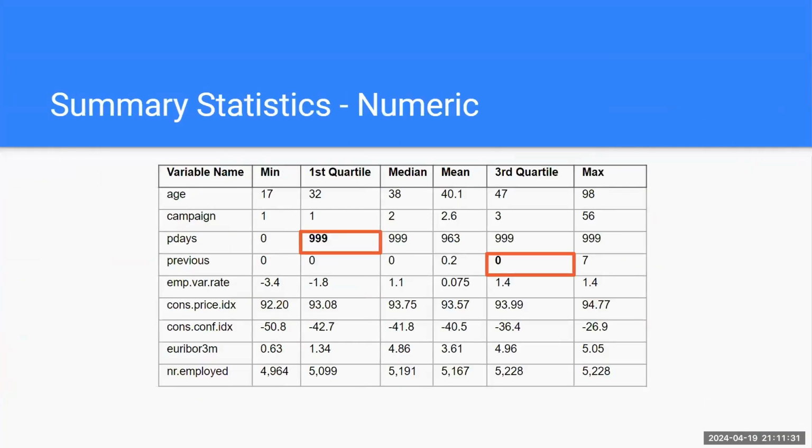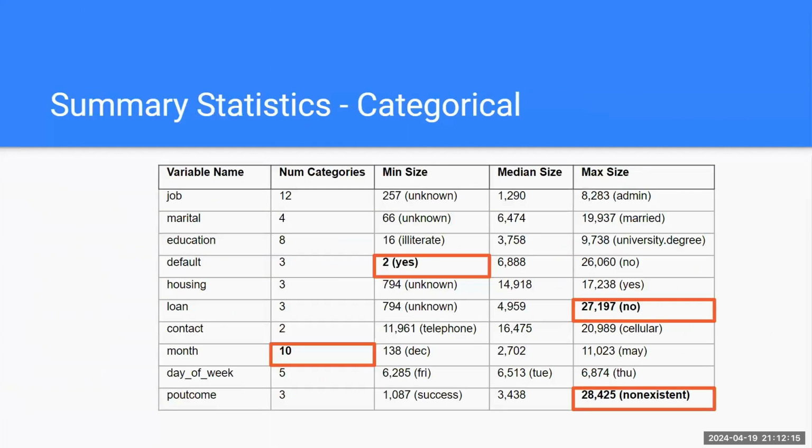So here we're looking at the summary statistics and numeric table. The boxes highlighted here are showing anomalies or significant figures. For example, here we've highlighted pdays for the first quartile. About 75% of this data is 999 overall, indicating that the clients were not previously contacted. And similarly for previous, it indicates that over 75% of the data is 0, indicating that there have been no prior contacts. And so we'll move on to the next slide.